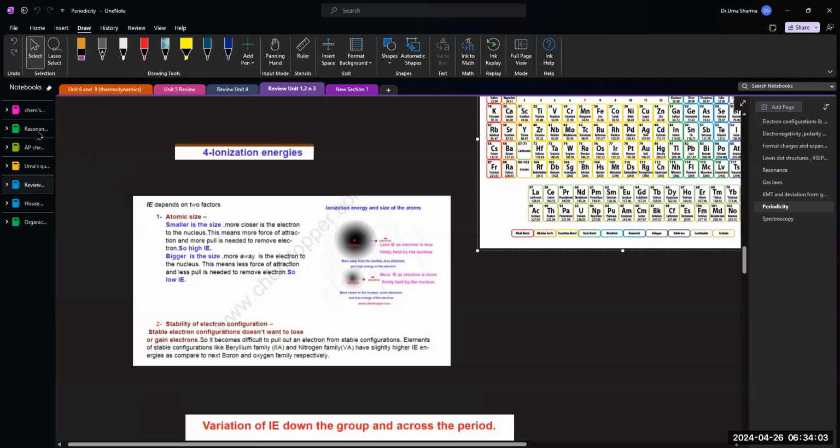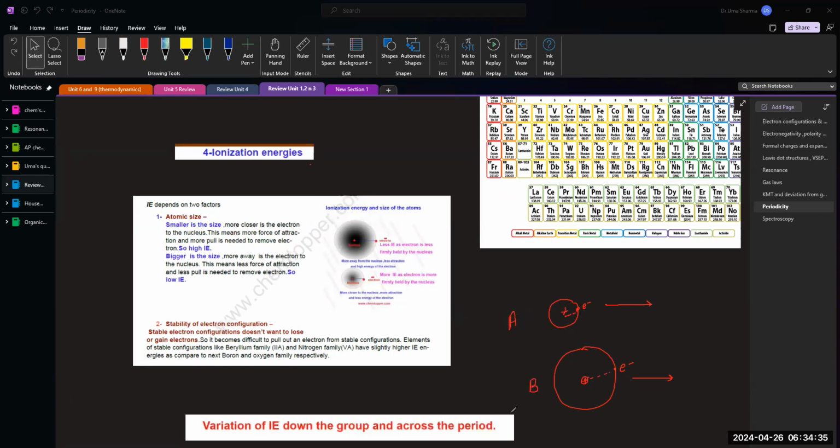Okay, the next topic is ionization energy. So if this is the nucleus and this is the atom and here is the electron, you know that the electron is attracted to the nucleus. And if this is the atom, this is the nucleus, and here is the electron. I want to remove the electron. I want to take out this electron. In which case, removal of electron is easy, in atom A or atom B? In the smaller one or bigger one? It is easy in this case, yes.